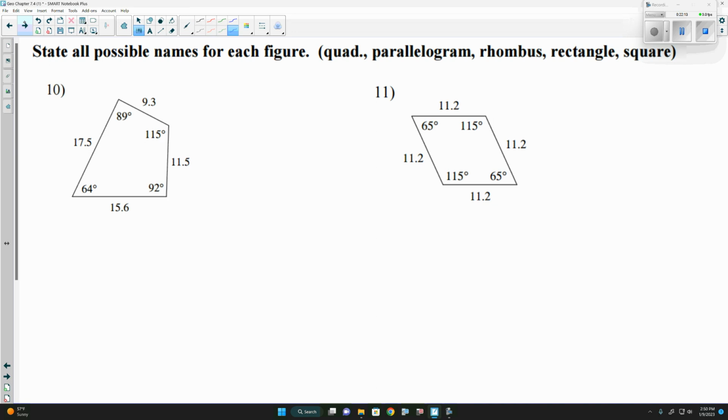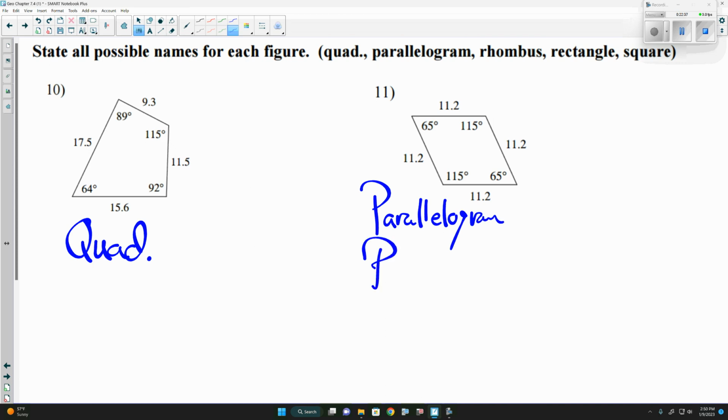Number 10. Can we say anything else besides a quadrilateral? No. Number 11. Parallelogram. It is a rhombus. Is that it? Yep. Quadrilateral. Yes.